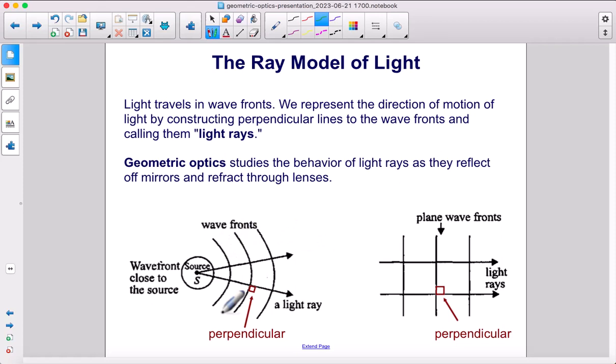So here's our wavefronts. The lines represent the crests, so there's troughs in between the lines like this. And that's how the waves propagate this way. So a ray is going to be a perpendicular line that's showing the direction of the wavefronts. Here we have a plane wave, and the light rays would still just be pointing in the direction of propagation.